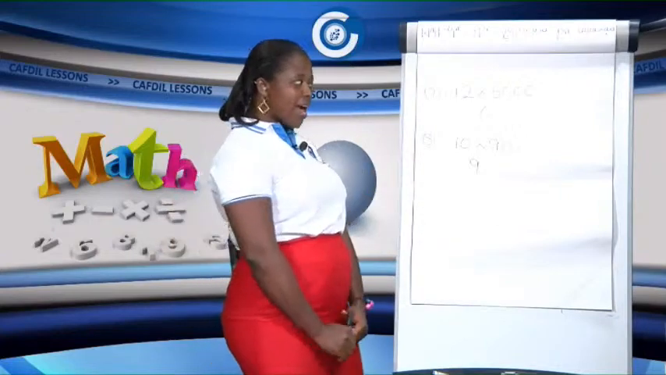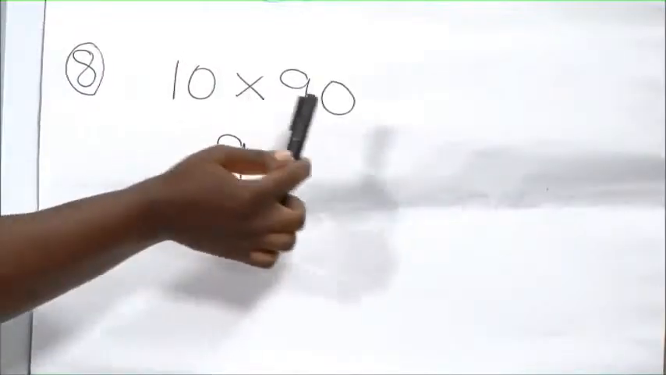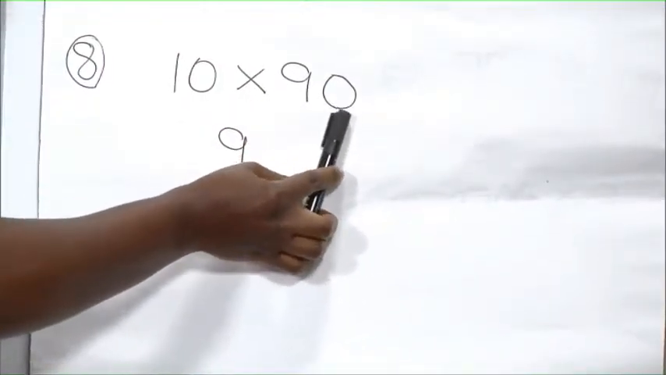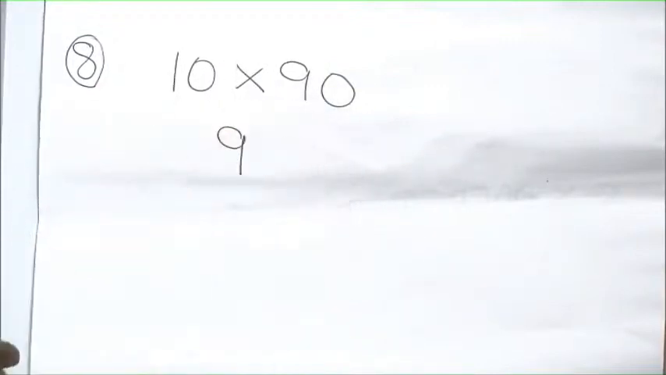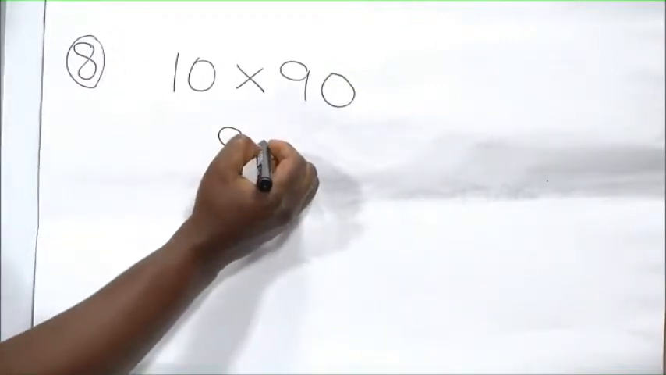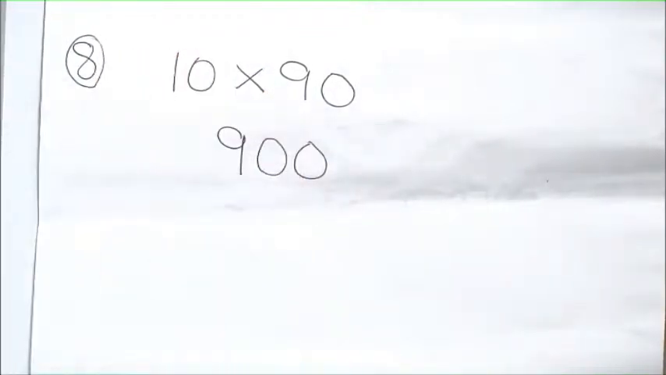How many zeros do we have here? Remember, the 10 has 1 and the 90 has 1. So 2 zeros, 1, 2. Let's add all the 2 zeros to the 9. So 10 times 90 will give us 900.